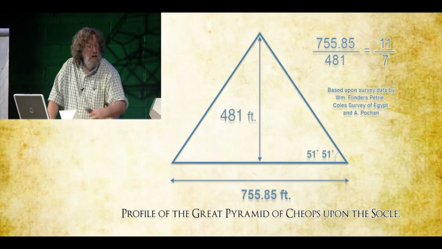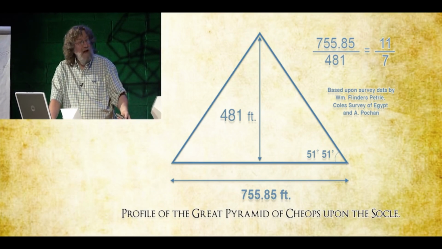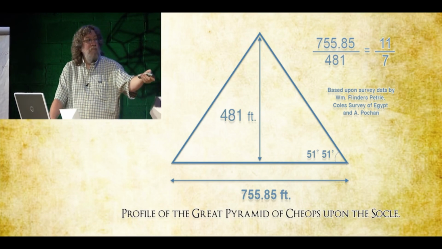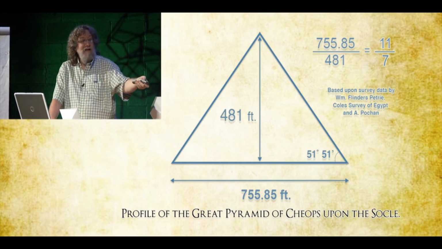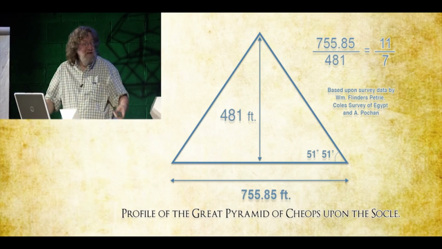So here is the profile of the Great Pyramid with a 51 degree, 51 minute angle. To make it easy, I've just rounded off the numbers: 481 feet in height. That would be not including the socle, the base.